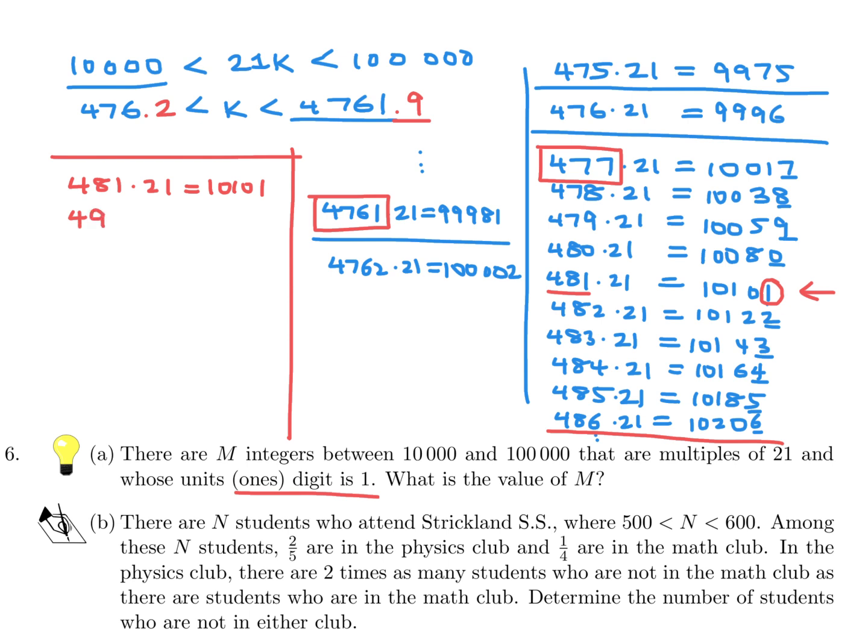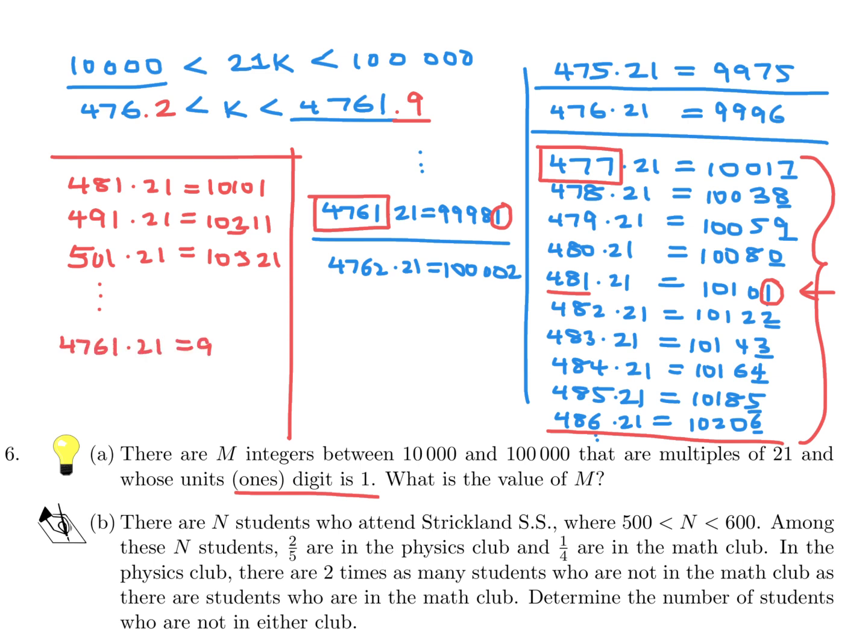It would be 491 times 21 would be the next one, and that's 10211. And the next one would be another 10, so that'd be 501 times 21. So doing this actually helped a great deal. It helps us identify the pattern. And then 511, and so on, all the way up till the last one, which is 4761 times 21, and that's 99981. So these are the ones that they want. And that shouldn't be that difficult to figure out how many.